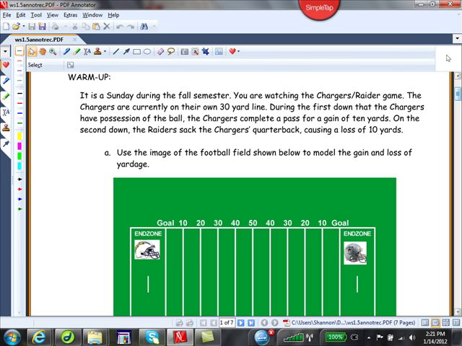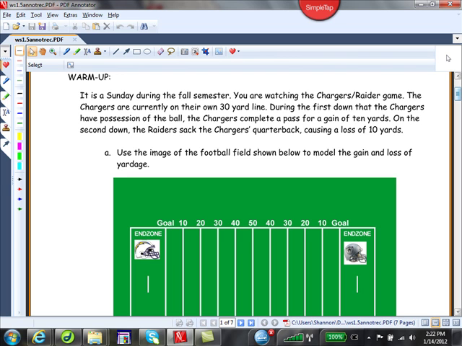And on the second down, the Raiders sack the Chargers quarterback. So when a quarterback is hanging back for a pass, they typically run back, sometimes 5-10 yards. And a sack means that the other team tackles the quarterback before the quarterback can pass or hand off the ball. So here we go. When they sacked the Chargers quarterback, they caused a loss of 10 yards.